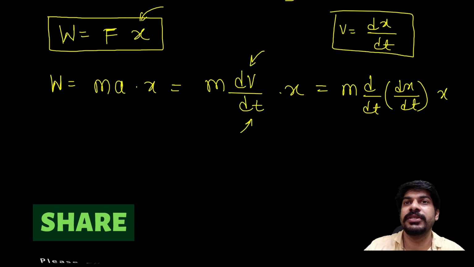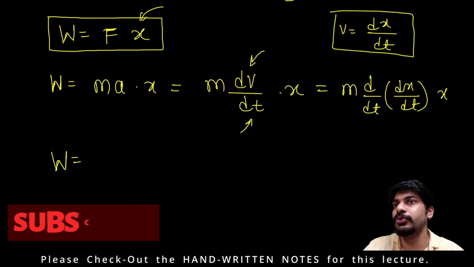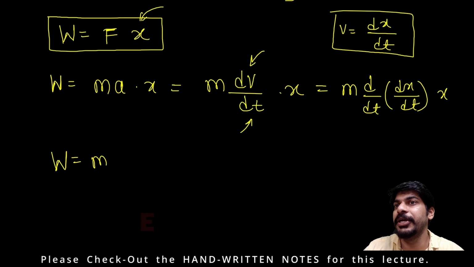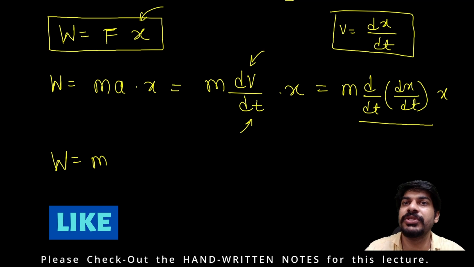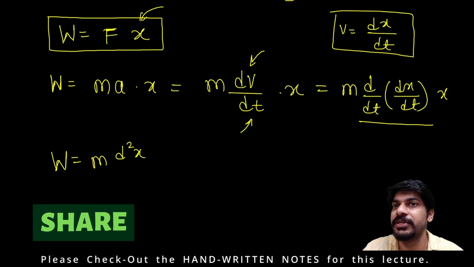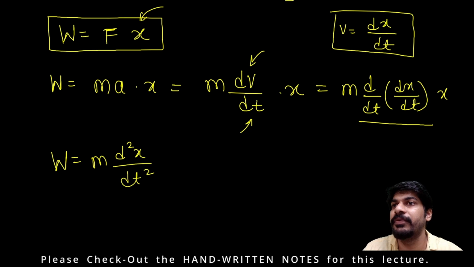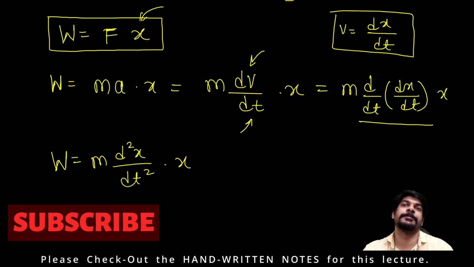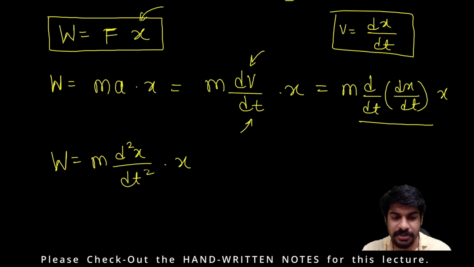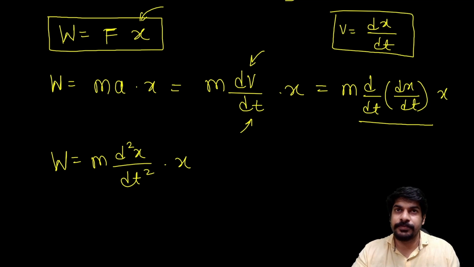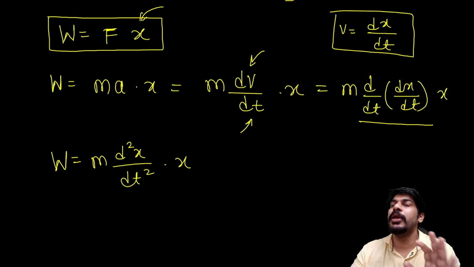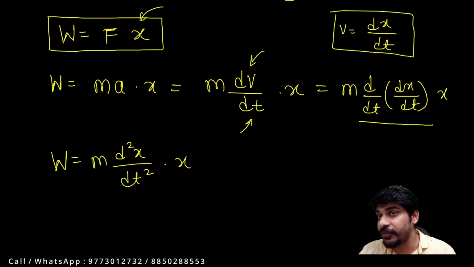Now let's put all these things, let's solve everything. W is going to be equal to mass into, if you look at this, this is going to become double differentiation, d2x upon dt squared into x as it is. Okay, this is a double differentiation. This you will learn in the coming chapters. Okay, as you learn in 11th and 12th, you will understand what is double differentiation.